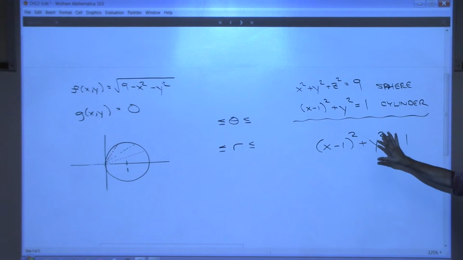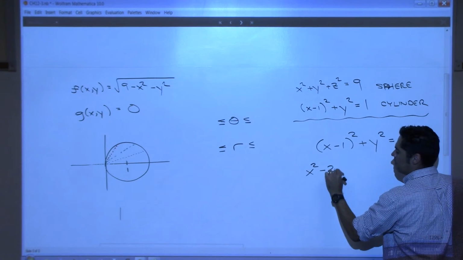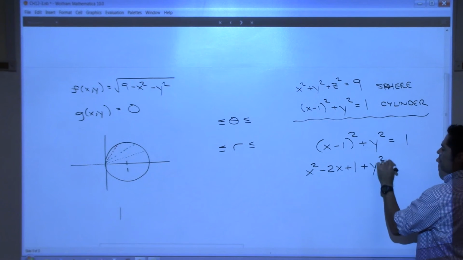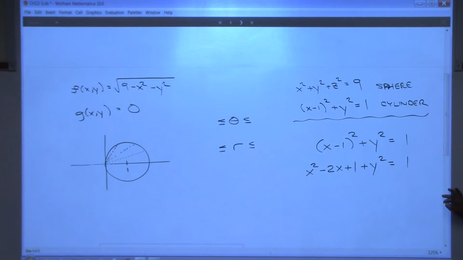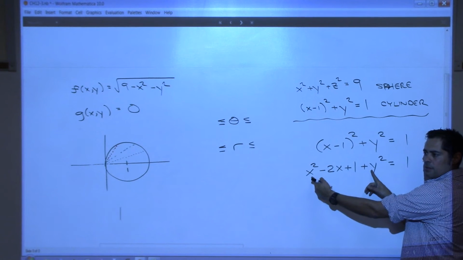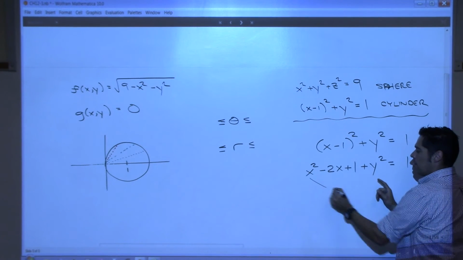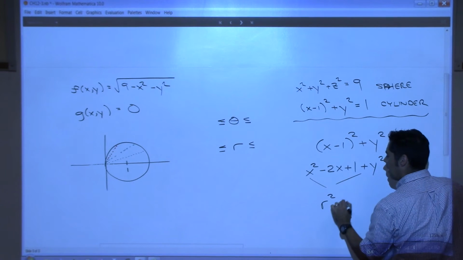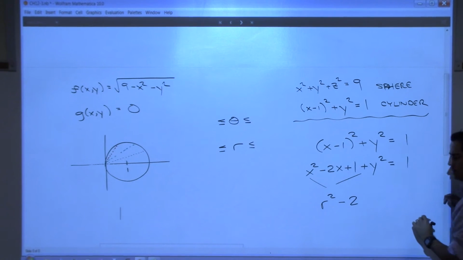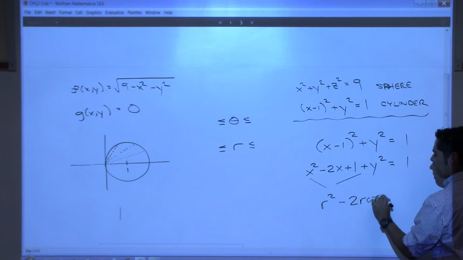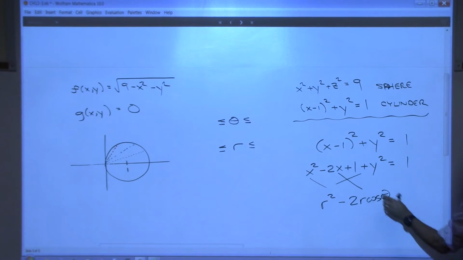But do you agree? Now, I'm just going to mess with this for a second. I'm going to expand this out, right? Anybody see anything in there? Think polar. Think polar. X squared plus y squared is r squared minus 2, what's x in polar? R cosine theta. Got that? And then 1 and 1 on both sides, subtract 1, and you get equals 0.